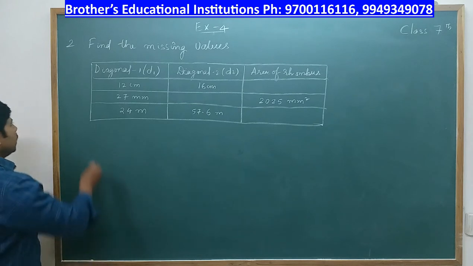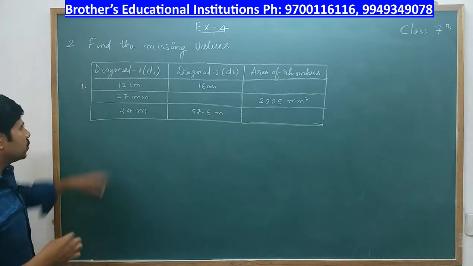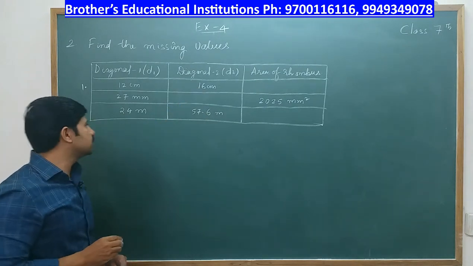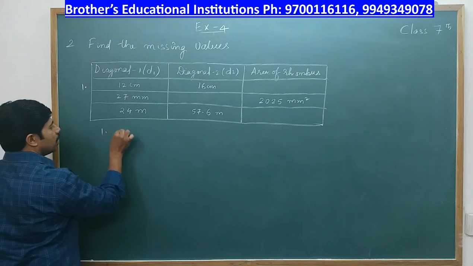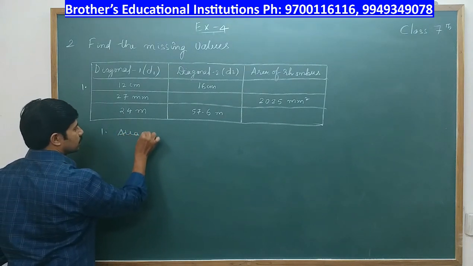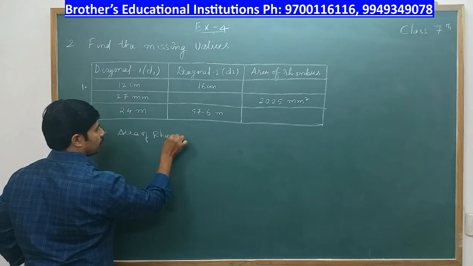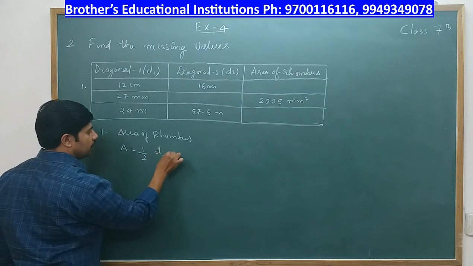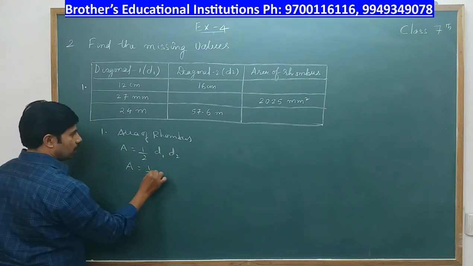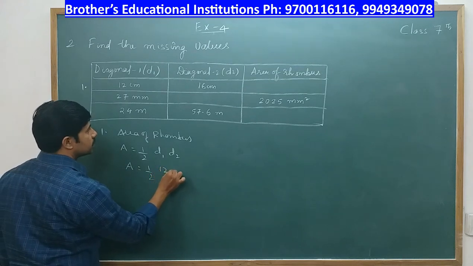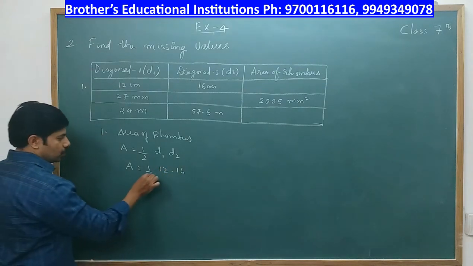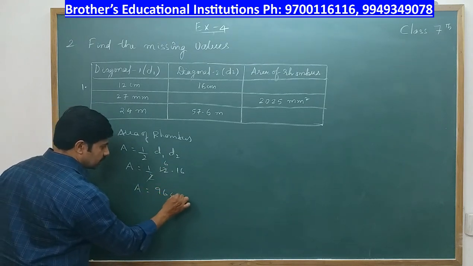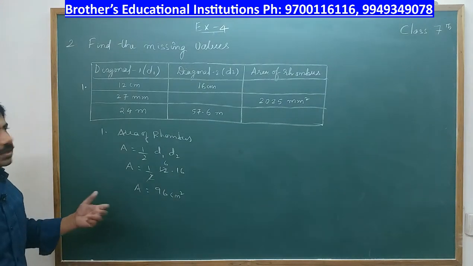See, the first one is D1 given as 12 centimeters, D2 given as 16. So we have to find out the area of rhombus. Okay, first we'll do this. The first one, area of rhombus, that is A is equal to half D1 into D2. So A is equal to half, D1 is 12 centimeters, D2 is 16 centimeters. So 2 1s are 2, 6 16s are 96. So area of rhombus is 96 centimeters square. So first one is completed.